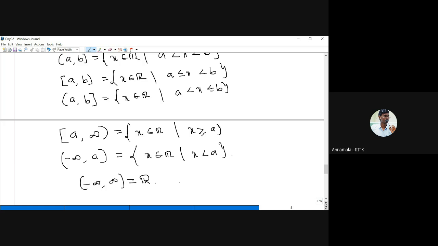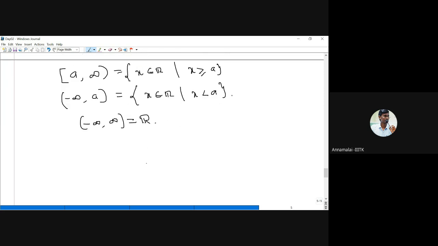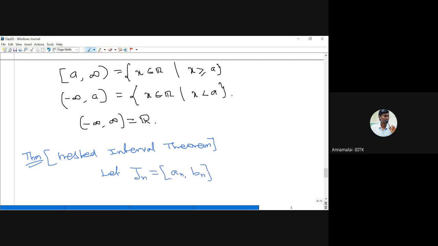Okay. So the next one is an important theorem, the nested interval theorem. Suppose we have a sequence of closed intervals, and they are contained in decreasing order. So the theorem is called the nested interval theorem. So the nested interval theorem says we have closed intervals. So let Jn be a closed interval, we call it an comma bn. J1 is A1 B1, J2 is A2 B2, J3 is A3 B3, like this.